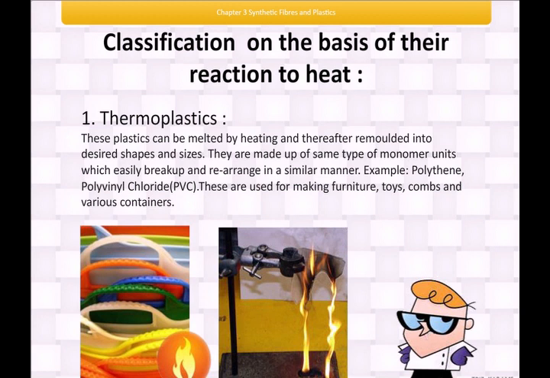They are made up of the same type of monomer units which easily break up and rearrange in a similar manner. Example, polythene, polyvinyl chloride or PVC. These are used for making furniture, toys, combs, and various containers.